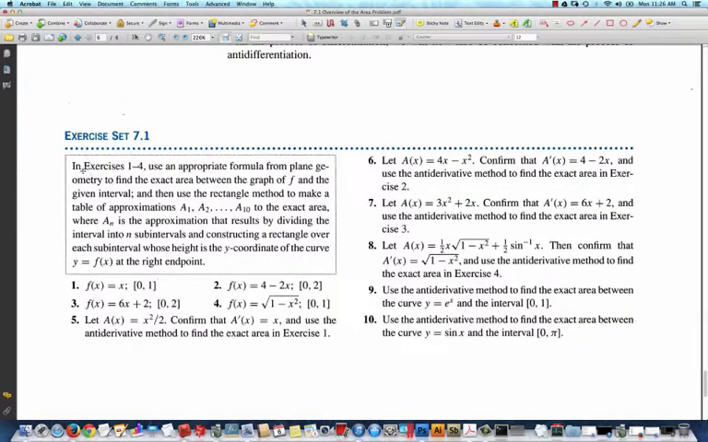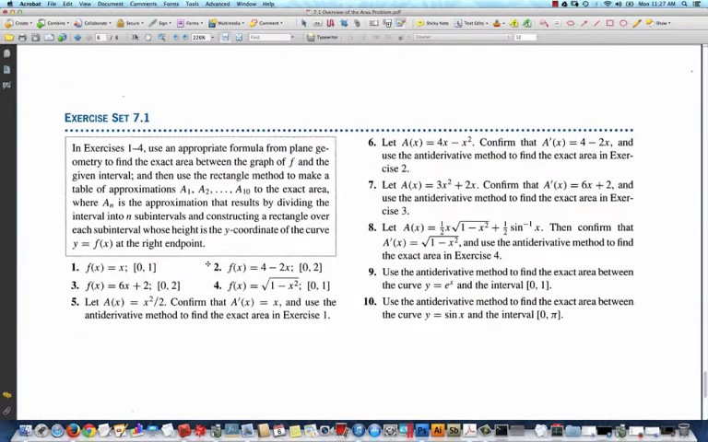In exercises 1 through 4, use an appropriate formula from plane geometry to find the exact area between the graph of f and the given interval, and then use the rectangle method to make a table of approximations, a1, a2, all the way to a10, to the exact area, where a sub n is the approximation that results by dividing the interval into n subintervals and constructing a rectangle over each subinterval, whose height is the y-coordinate of the curve y equals f of x at the right-hand endpoint.